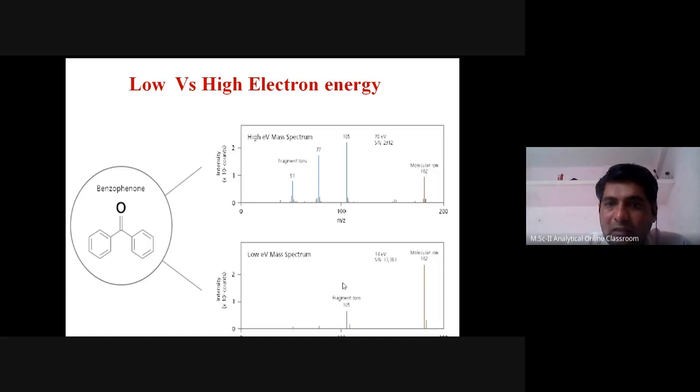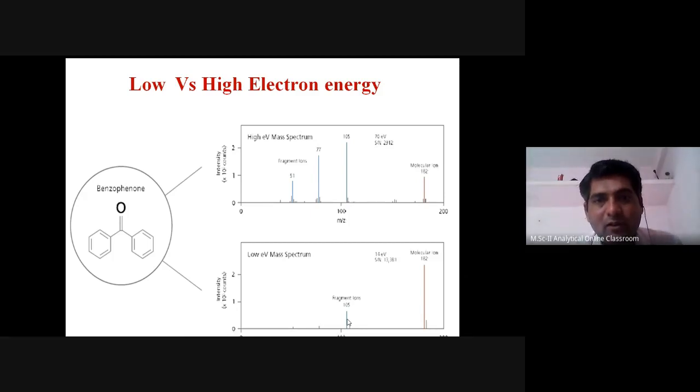But when the electron has less energy, you can see that this molecular ion has great intensity as compared to the first one, because the energy of the electron is very low. So in this case, the molecular ion is more stable. But in the first case you can see there are a number of peaks, while in this case there is only one peak. It means you need more energy to fragment the molecular ion.